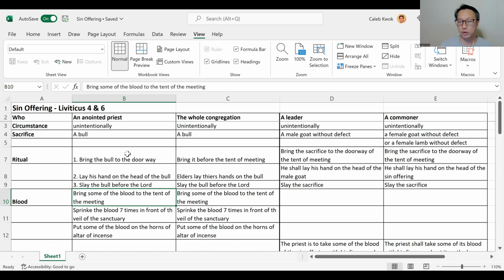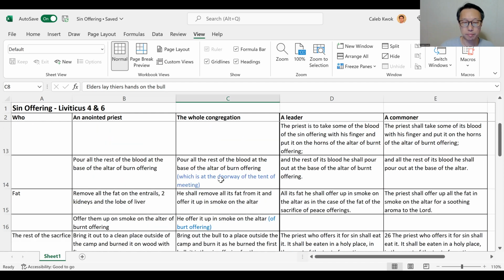Now, the rest of them are fairly similar. And for the whole congregation, same thing. All the rest are the same, except it is for the elders. So the elders here are supposed to lay their hands on the animal. Of course, for the killing of the animal, the priest would take care of that, but it was the elders who put their hands on the bull. Again, the rest of the other things are the same.